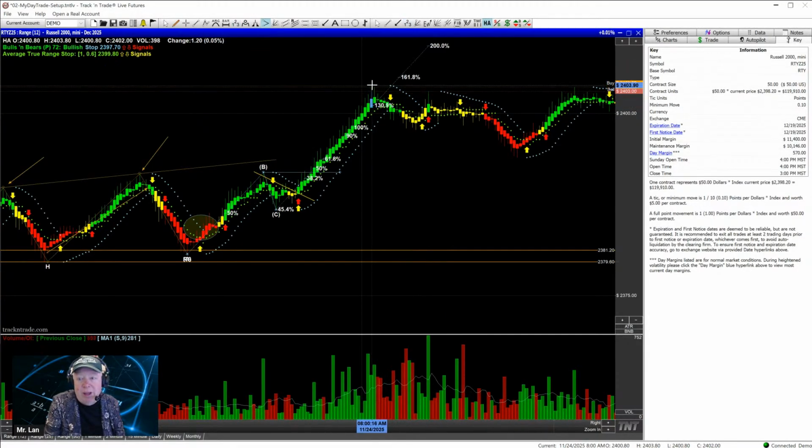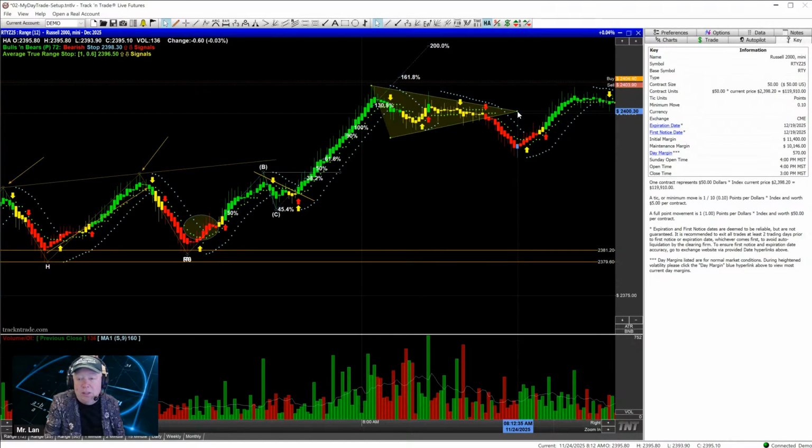It made that little pattern in here, just this little triangle formation like that, and then it broke out the bottom. Now I want to show you something. See how this made this first little dip, and then it came up, and then it made the next little dip, and then it dropped out the bottom, faked out, and then it came right back.